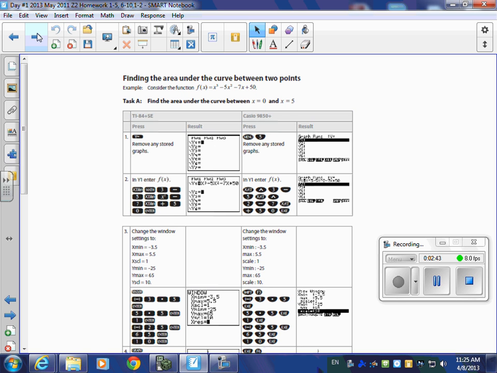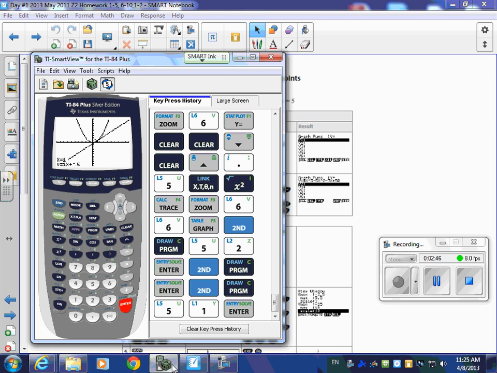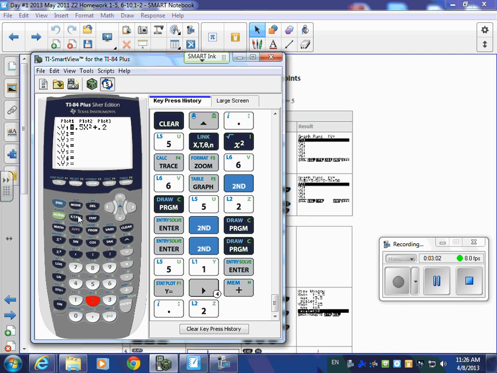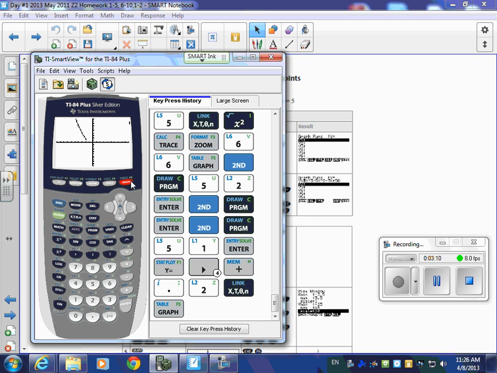Let's do the area between 2 points. Let's take an easy function here. We'll go, let's do 0.5x squared plus 0.2x. Okay, there's my graph, and I'm going to see what it looks like. That wasn't very good. Oh, that's all right. We'll say that's the graph.